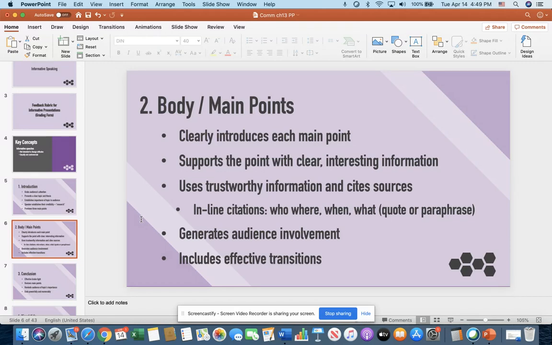A source citation would say, "According to Joe Smith in his 2014 article titled, How Big is the Grand Canyon? in National Geographic magazine, he says the Grand Canyon is 25 miles around." I'm sure it's bigger than that. But anyway, notice in that I told you who said it, I told you where they said it, I told you when they said it, and I told you what they said, either in a quote or a paraphrase.